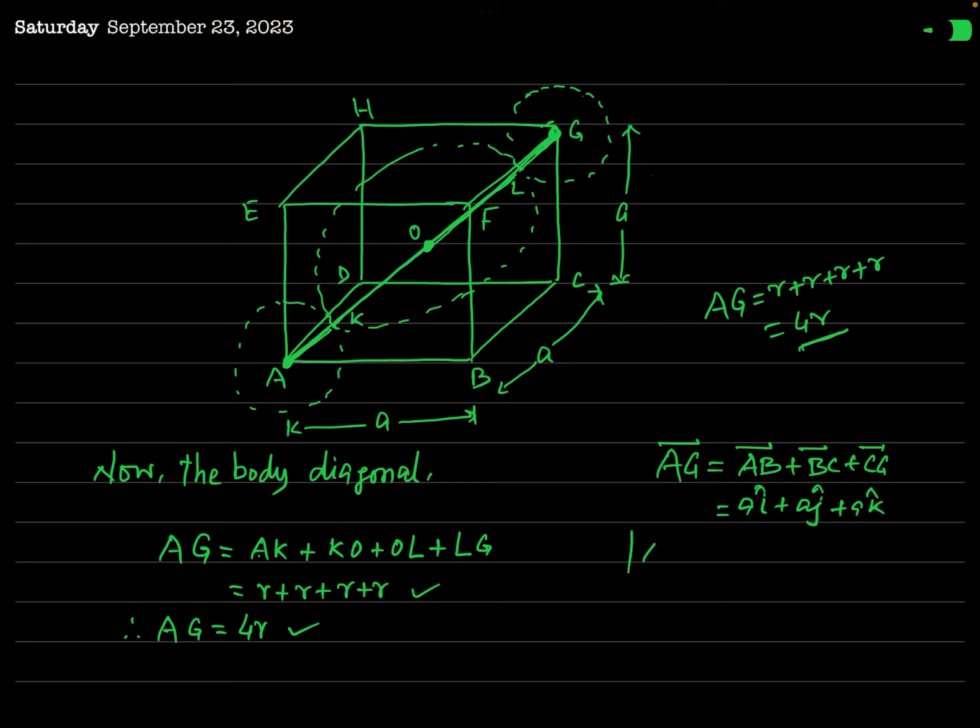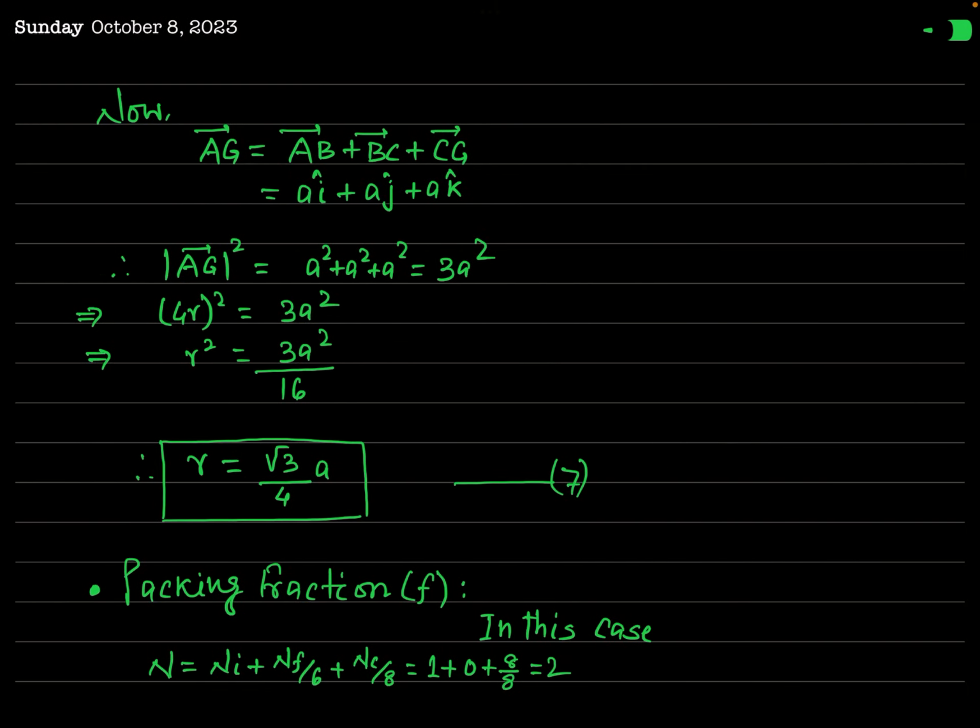And so if you want to find the square of the modulus of AG, what will this be? This will be A square plus A square plus A square, that is 3A square. But you know modulus of AG is 4R. So you can write 4R whole square is equal to 3A square. And from here you can easily find what R will be. So in this way, we can calculate the radius.